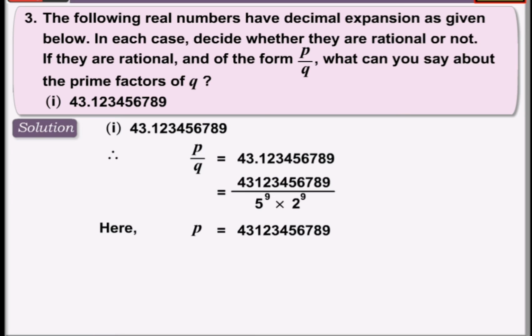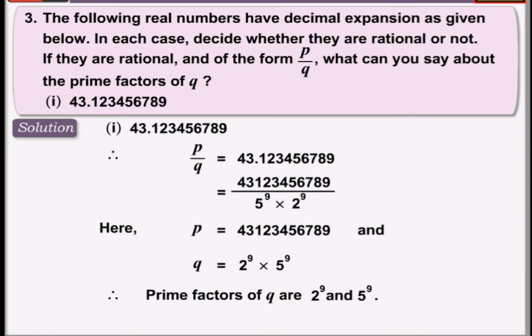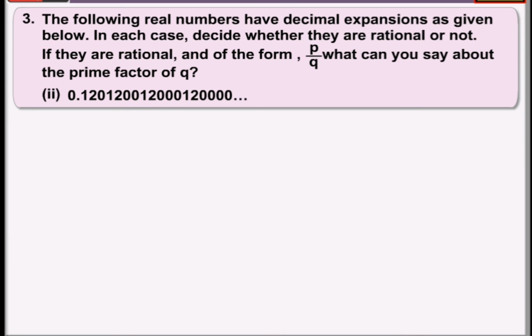Here P is 4312345678 and Q is 2 raised to power 9 into 5 raised to power 9. Therefore, prime factors of Q are 2 raised to power 9 and 5 raised to power 9. Number 2. 0.120, 1200, 12000, 1200000, so on.